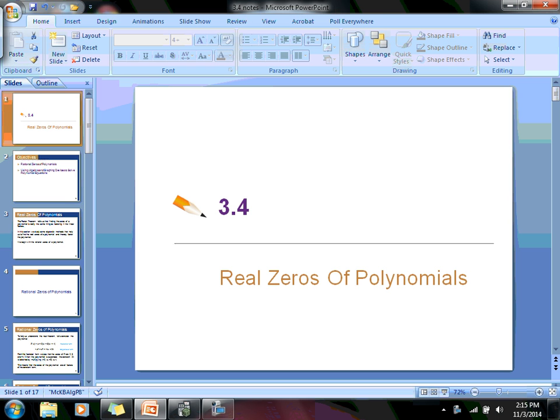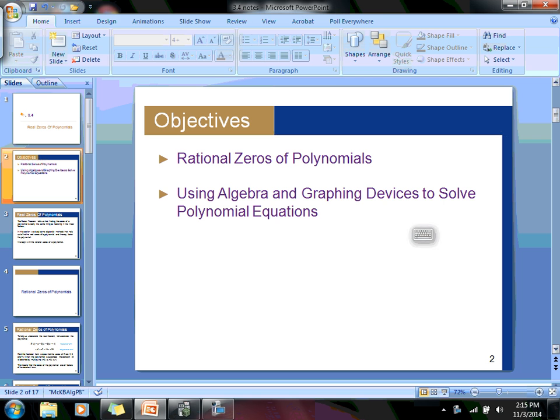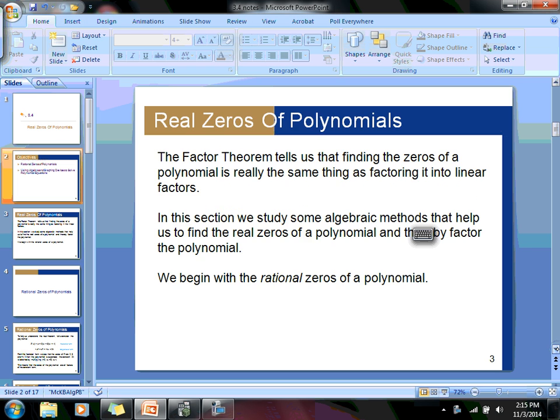These are the notes for section 3.4 entitled Real Zeros of Polynomials. And today we're going to talk about rational zeros of polynomials. So we're going to talk about finding all those rational numbers that are solutions to a polynomial equation or function. And then we're going to use our calculators to help us solve polynomial equations as well, because there's a feature in your calculator where you can find the zeros of a function.